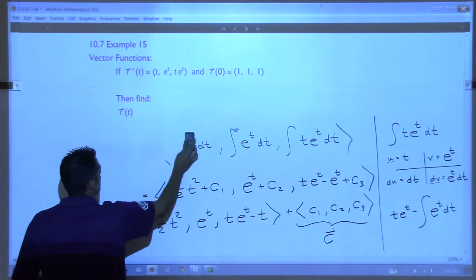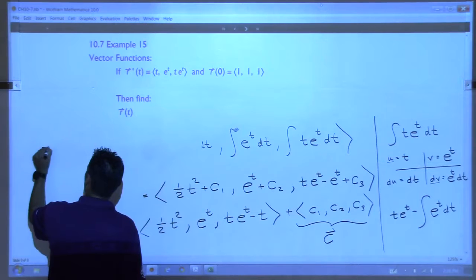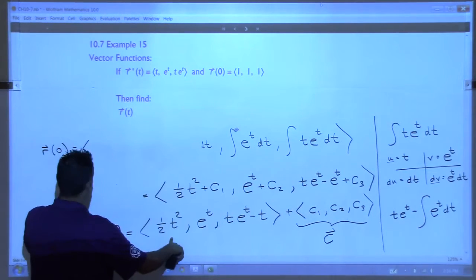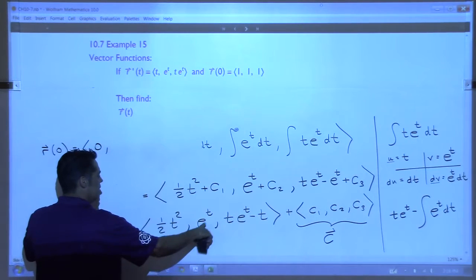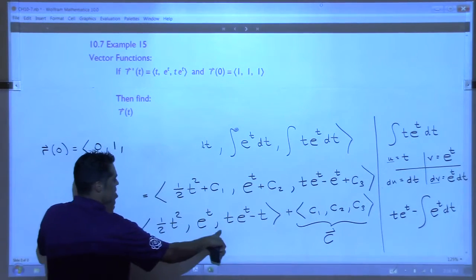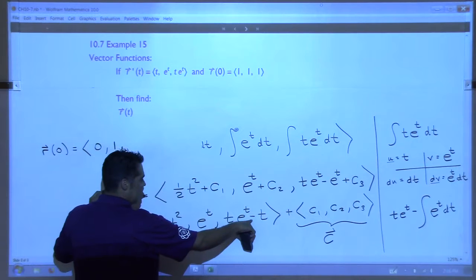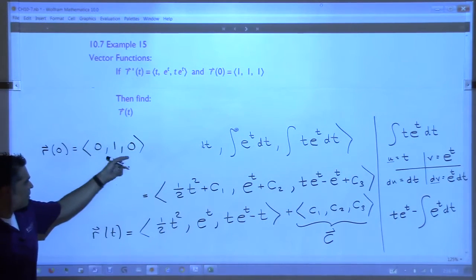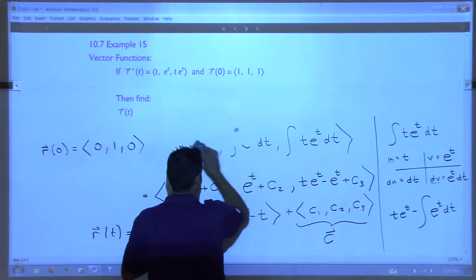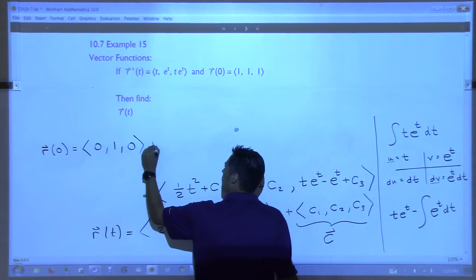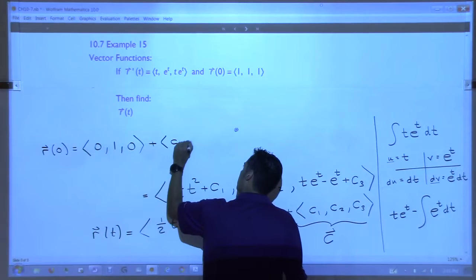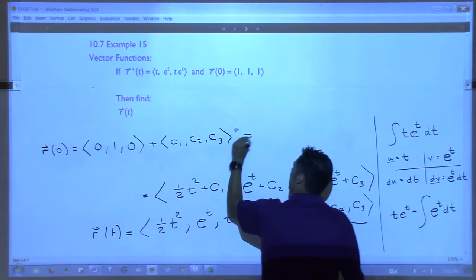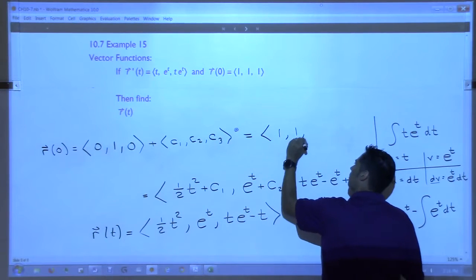So r of 0, what would happen if I plug 0 into our answer here? We get 0 here. e to the 0 is 1. 0 times that is going to kill it, minus 0. So we get 0 in the last part, right? So that's the first part. Then I have plus C1, C2, C3. That must equal the vector 1, 1, 1.